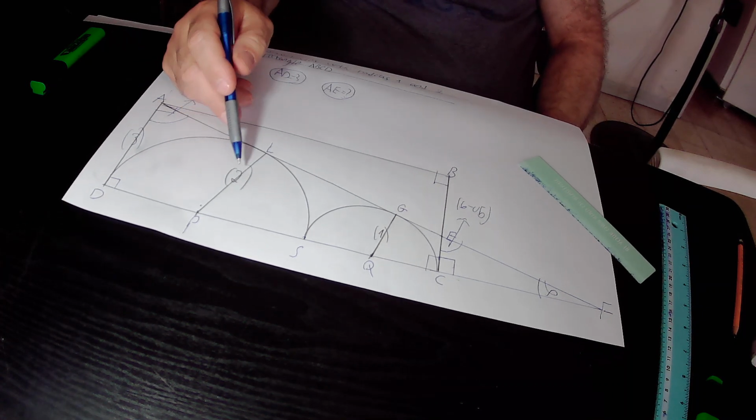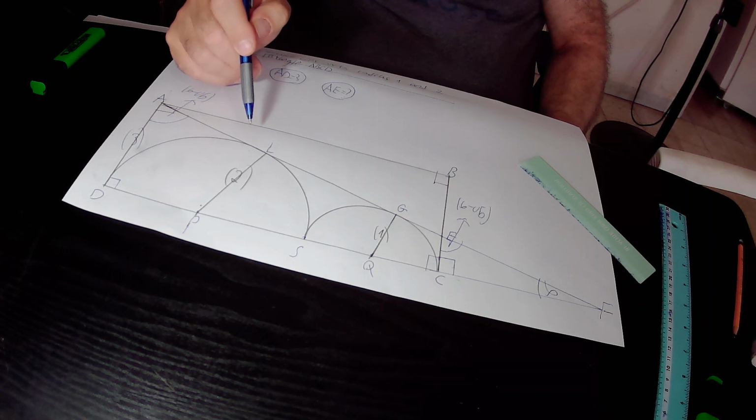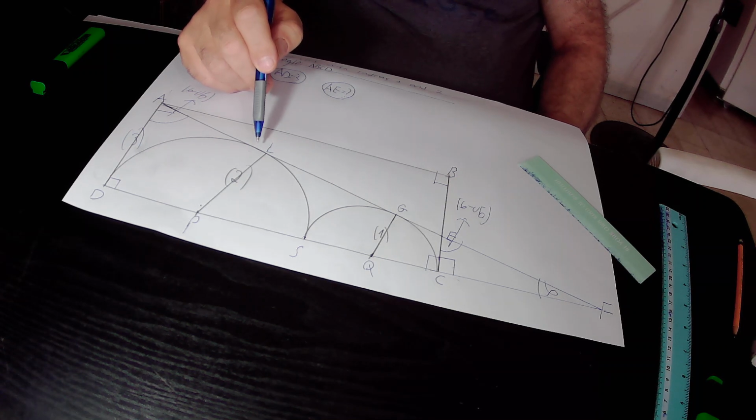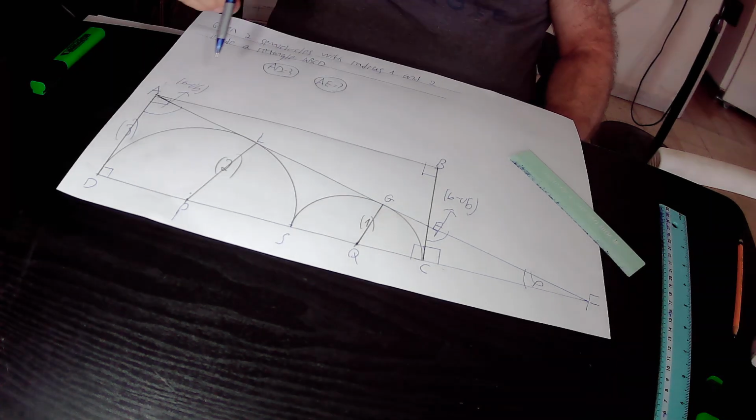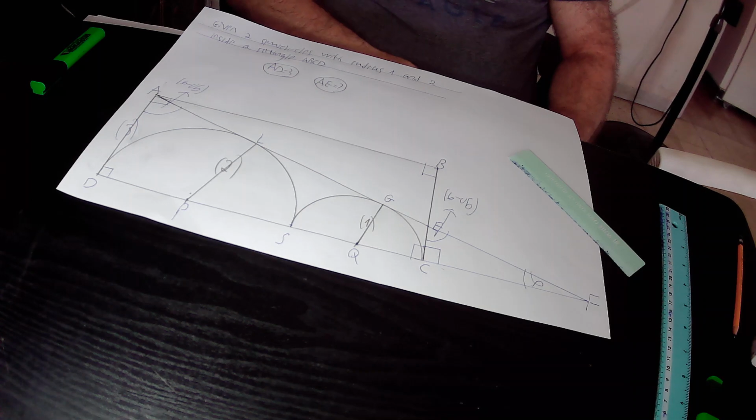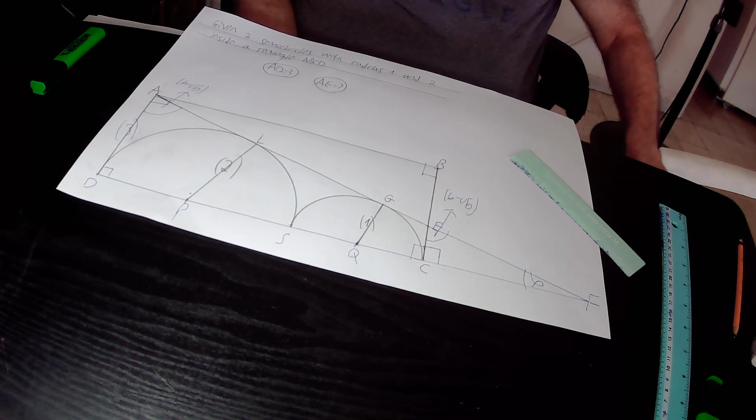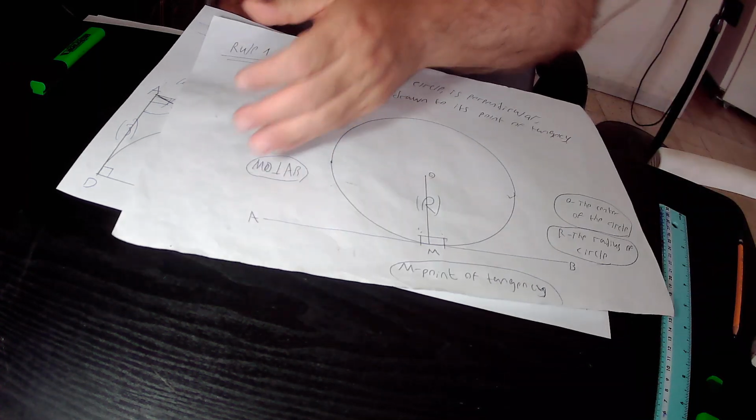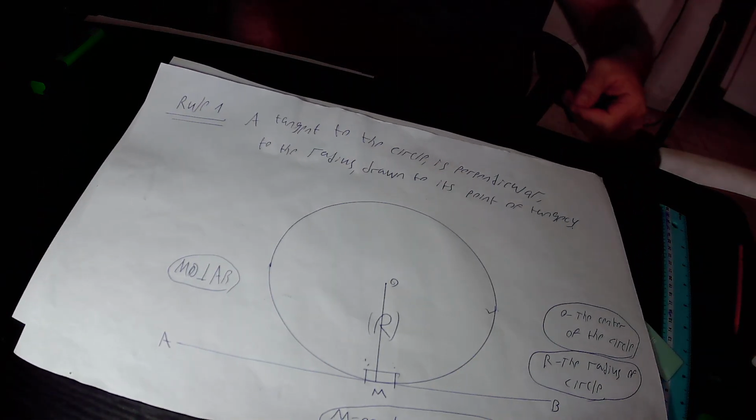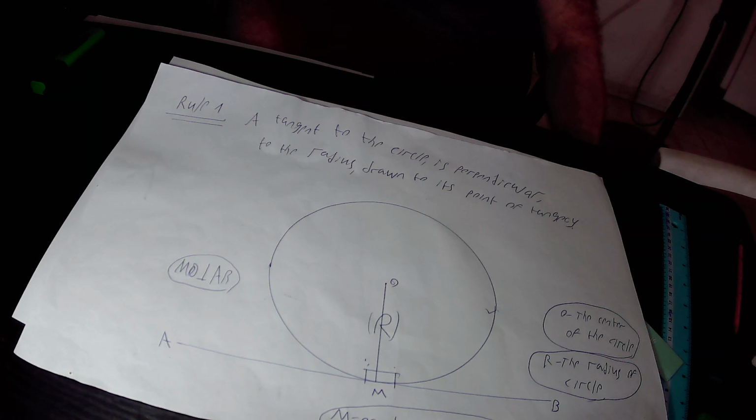PL is the radius of this big semicircle that is equal to 2 units in its length. The radius PL is drawn to point L, that is the point of tangency of tangent AE with this big semicircle. So now we can implement rule 1. According to rule 1, the tangent to the circle is perpendicular to the radius drawn to its point of tangency.